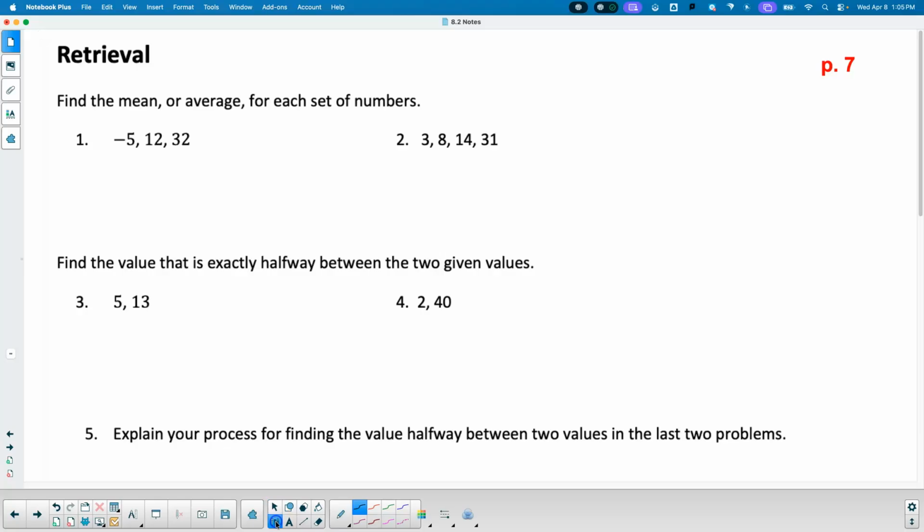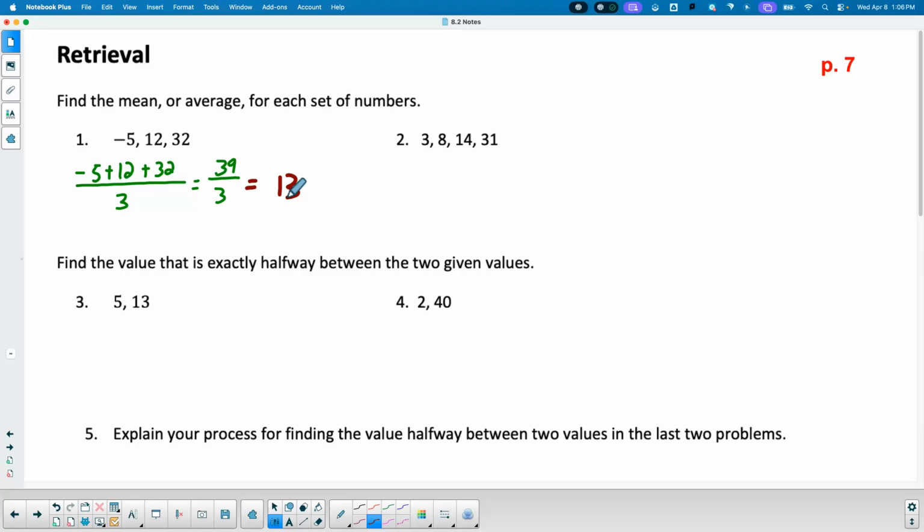So then that's going to be -5 plus 12 is 7 plus 32 is 39. And then we got to divide that by 3 because there were 3 numbers. So that's going to be 39 divided by 3, which gives me 13 here. Agree with me on that? The average of those 3 is 13?